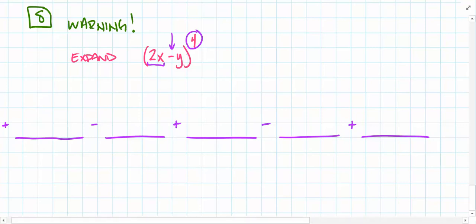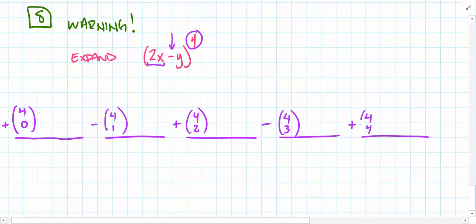Then I'm going to start by building my coefficients. I'm going to start with 4 choose 0. Then I'll have 4 choose 1. Then I'll have 4 choose 2. Then I'll have 4 choose 3. And then finally I'll have 4 choose 4.